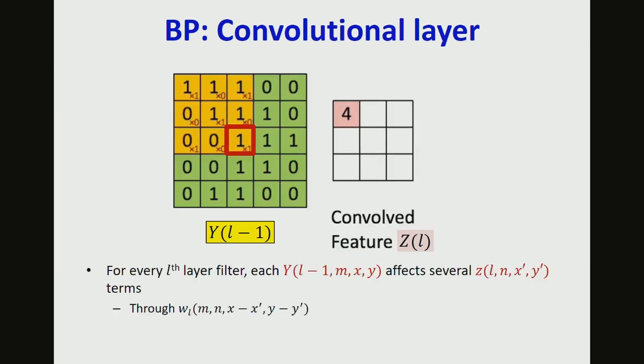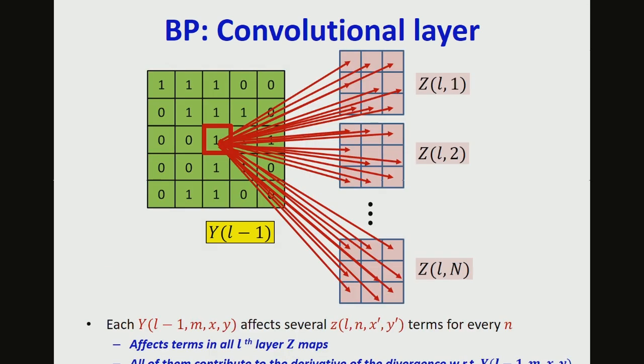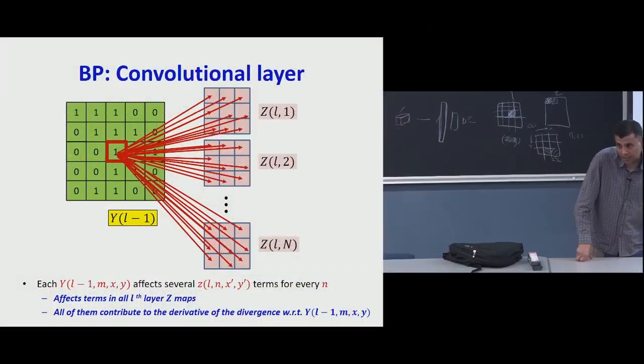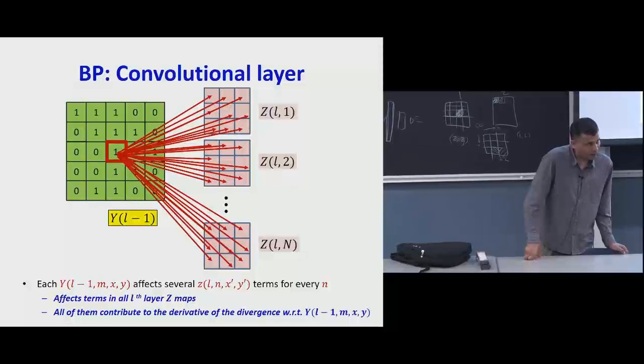So now, here's what happens. This is an even more extreme case. This particular XY is affecting every single Z in every single plane in this example through, again, W X minus X prime, Y minus Y prime, where X prime is the position in Z and X is the position in Y. So when I compute the derivatives, what happens? That particular position in Y affects every single position in Z and every single plane.